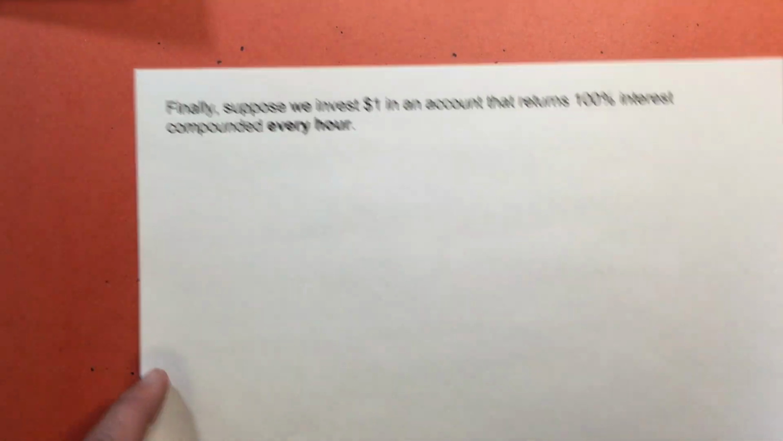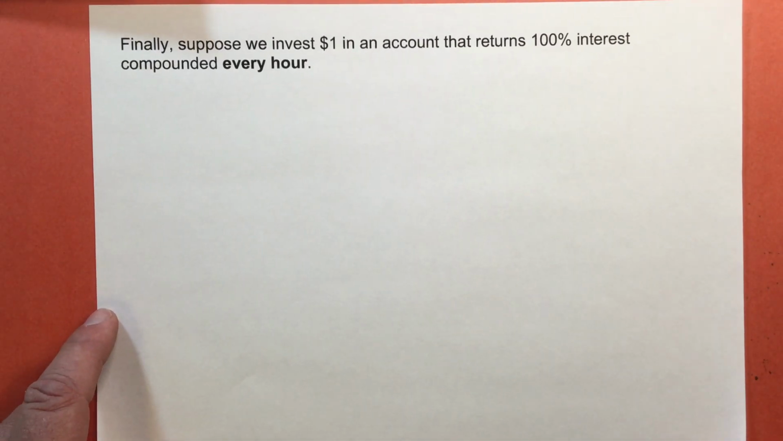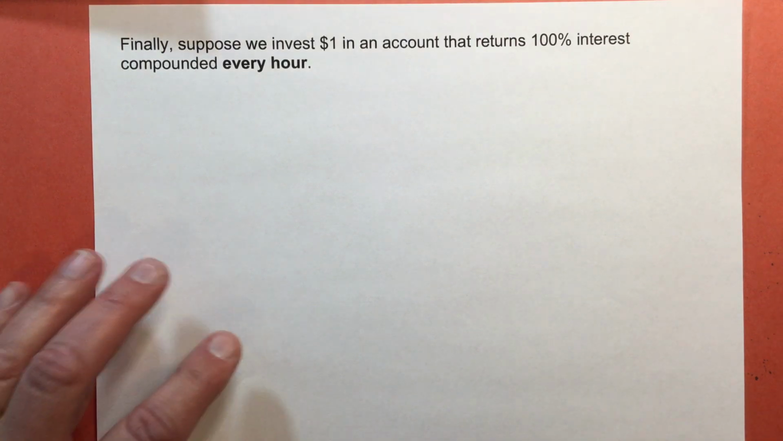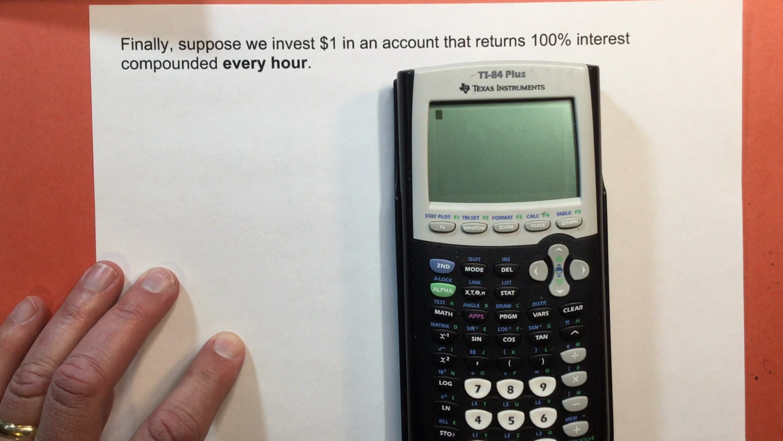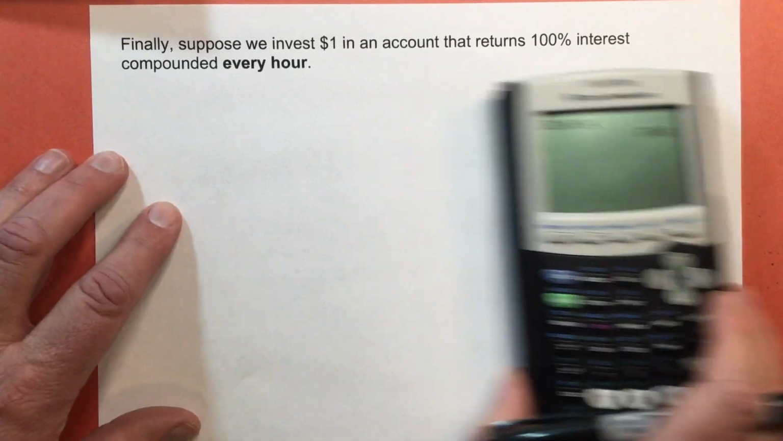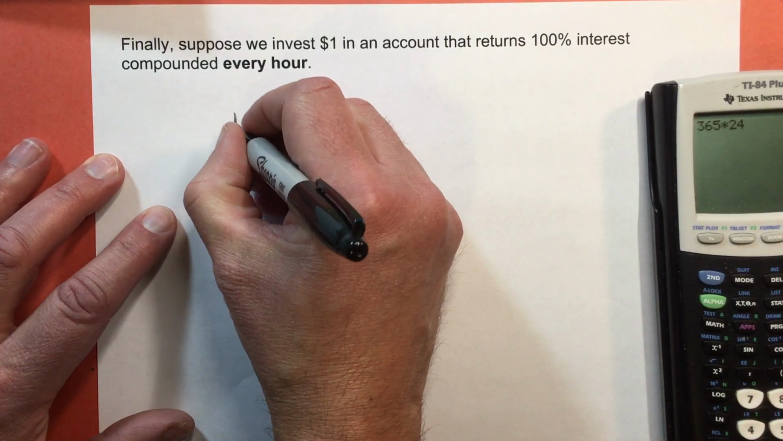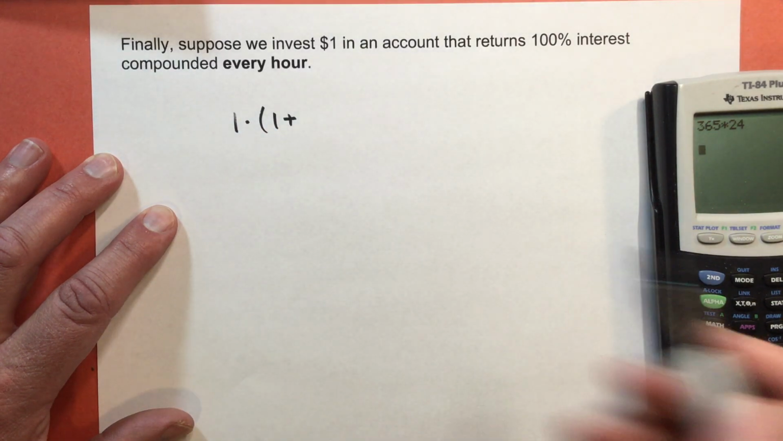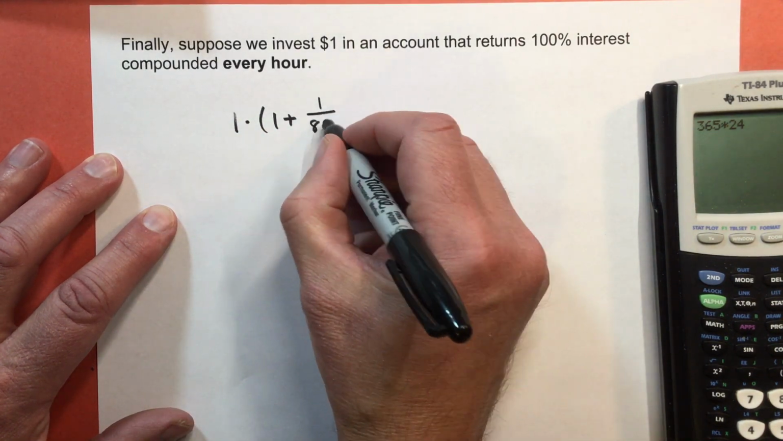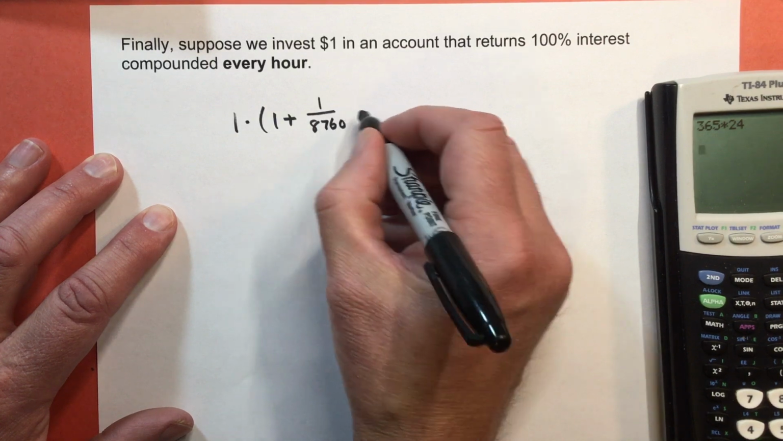Let's say if I do that every hour. Now you're probably thinking, all right, this is going to get unwieldy. But now think about this, okay? And let's just say this is not a leap year. So I've got 365 days times 24 hours, 8760. So this is going to be $1 times 1 plus, how many times you're going to check it? 8,760 times.